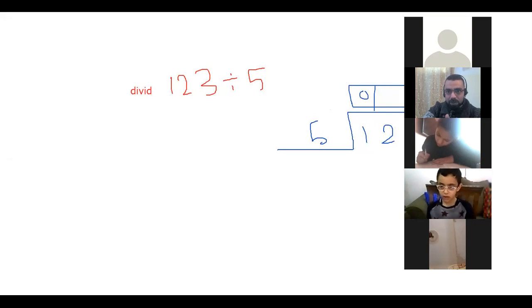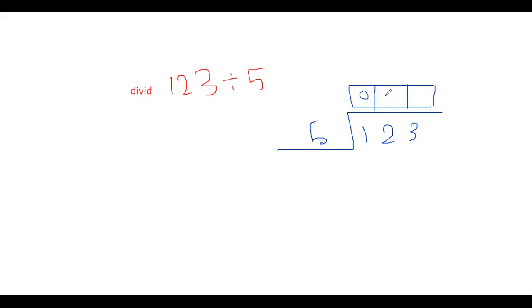Stay with me, everyone. 12 has 2 5s. Now, 2 times 5, that will be equals to what? To 10. Okay, that's great. Now we subtract. Now 12 minus 10 equals to 2. And then we drop down the 3. Great. Now, how many 5s we have in 23?